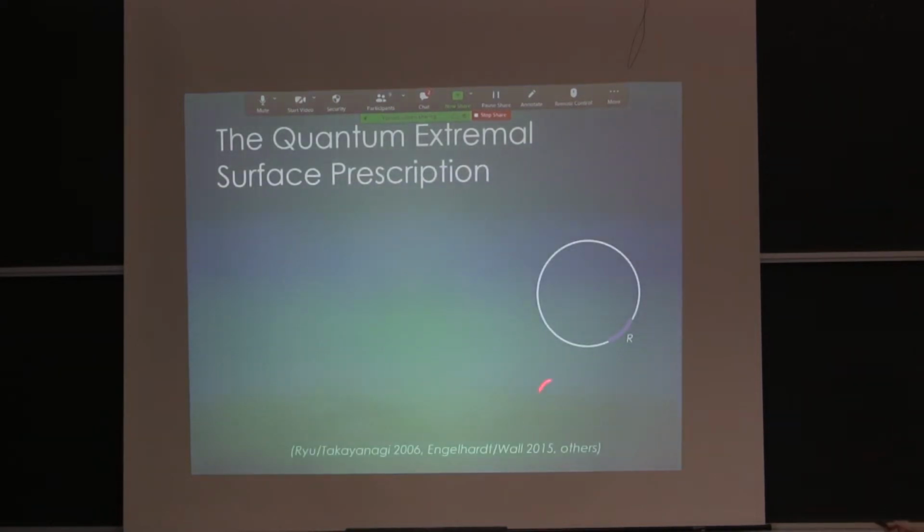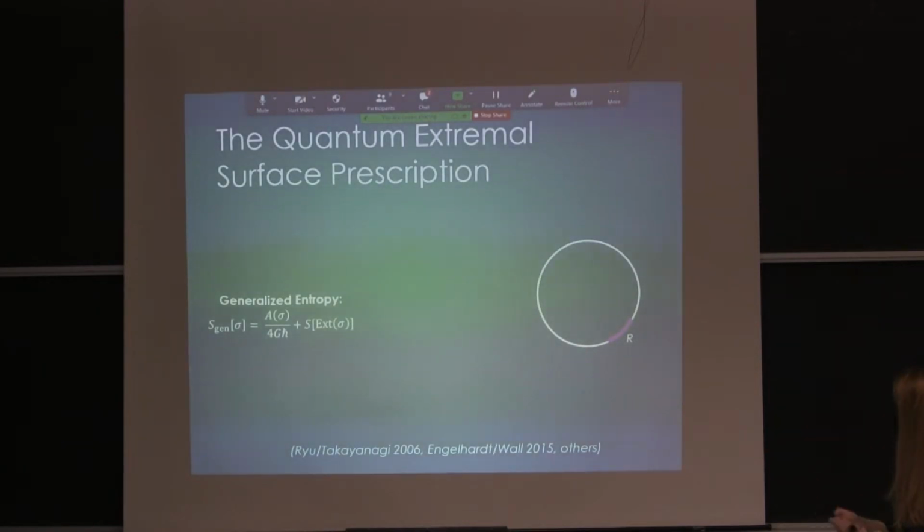And here I have a picture. This outer ring is the boundary theory. This interior is the bulk. So the quantum extremal surface prescription tells us that if we would like to compute the entropy of this region R on the boundary, we'll need to compute a generalized entropy, where the generalized entropy of a particular surface is defined as the area of that surface plus the entropy of the matter enclosed by that surface.